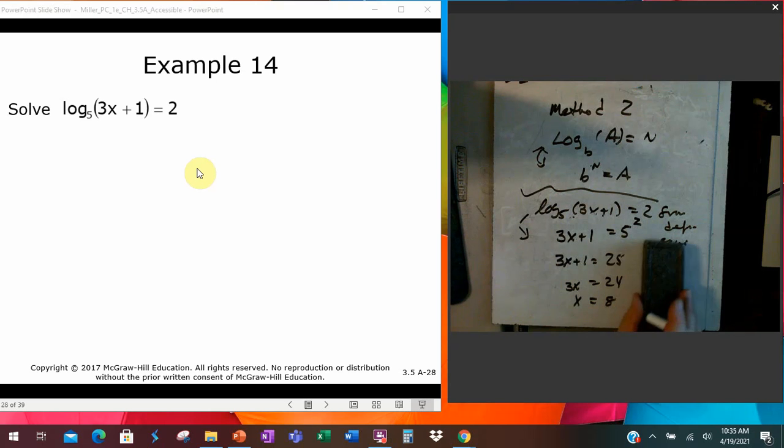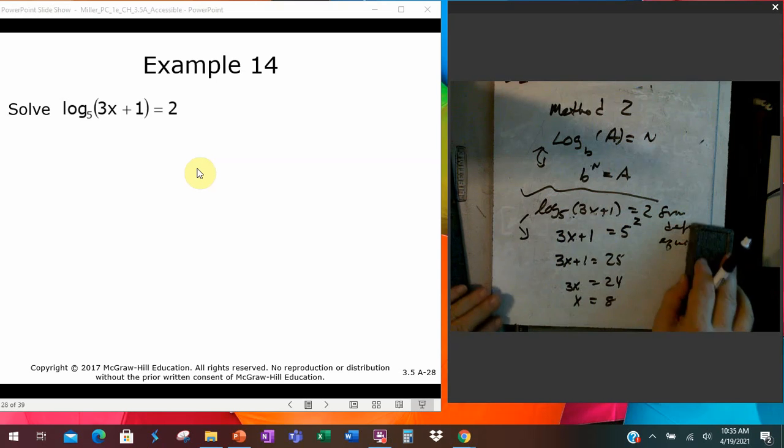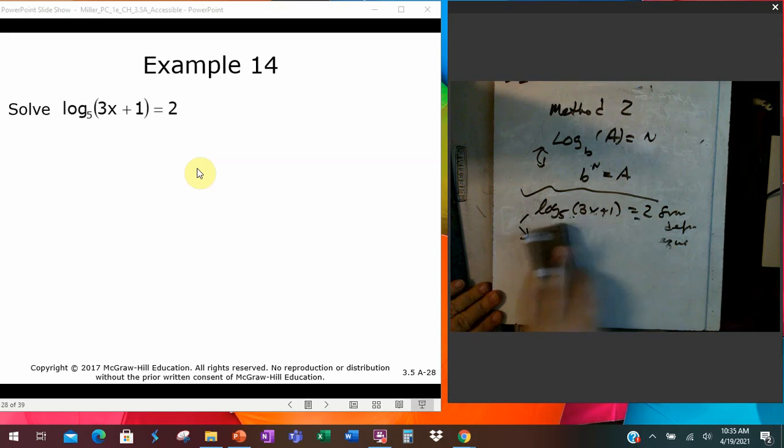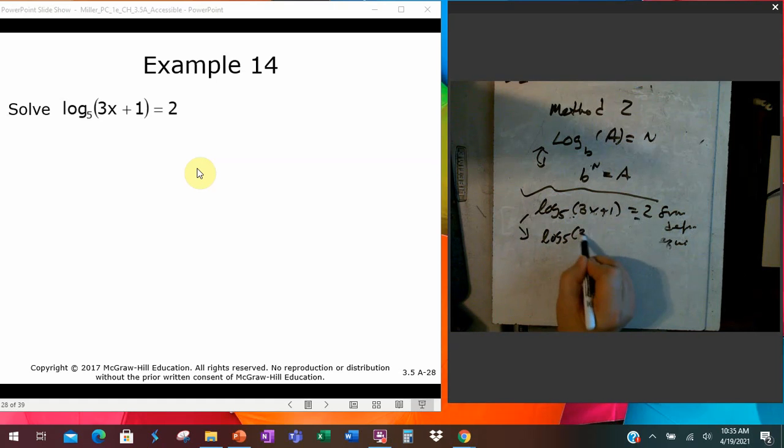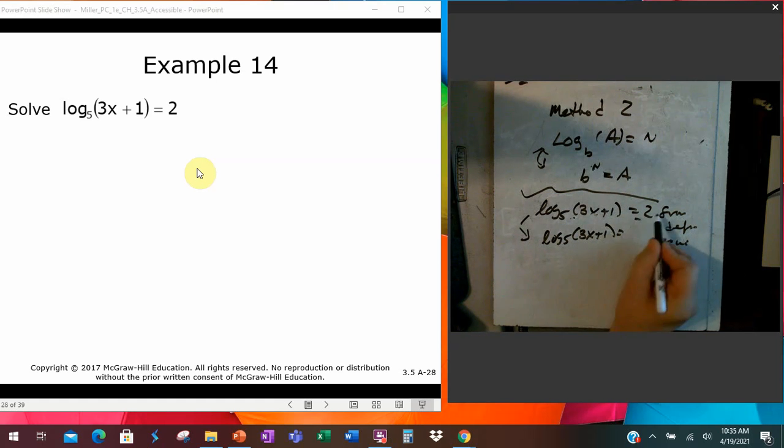So that is method 2. I just have to remember that when I remove this, this is that power, okay? And I can think of this as doing the very same thing as working backwards. What did the 2 be?